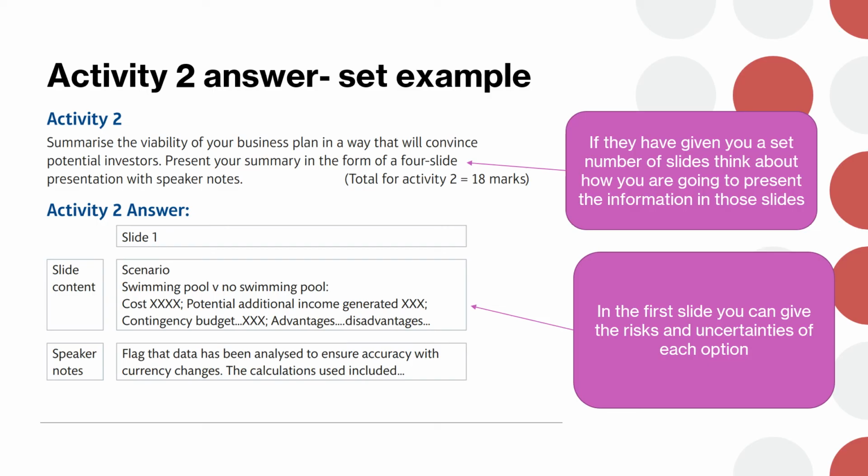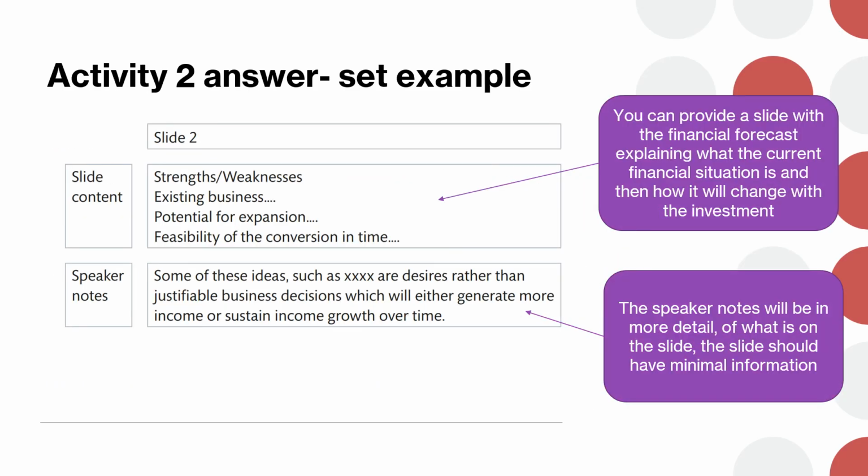In the first slide, you can give the risks and uncertainties of each of the options. So each of the options that I've given you, you can do a risk and uncertainties of each of them. Then in the second slide, you can provide them with a financial forecast, explaining what the current financial situation is and then how that will change with the investment.